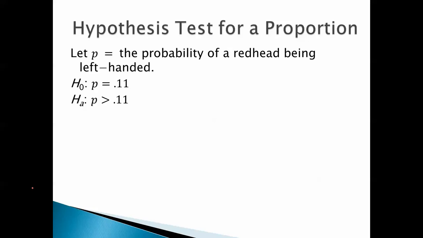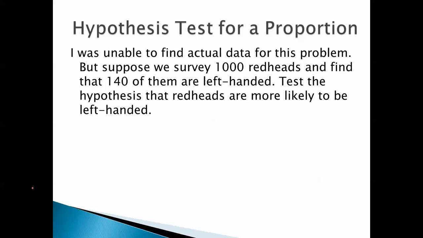Okay, let p be the probability of a redhead being left-handed. There is our null hypothesis, p equals 0.11. The alternative hypothesis is one-sided: p is greater than 0.11.